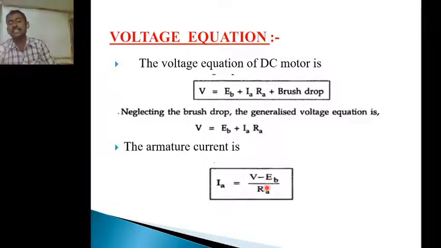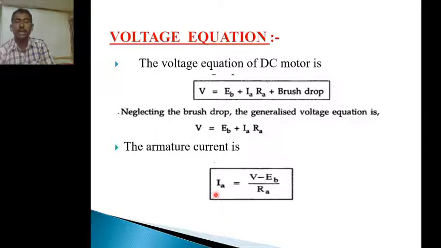So what is the significance of the back EMF? With the presence of the back EMF, the armature current drawn by the DC motor will be less. Why? Because this back EMF is subtracted from the terminal voltage, so the total value reduces, which means armature current also reduces. As armature current is reduced, there is no high amount of armature current.